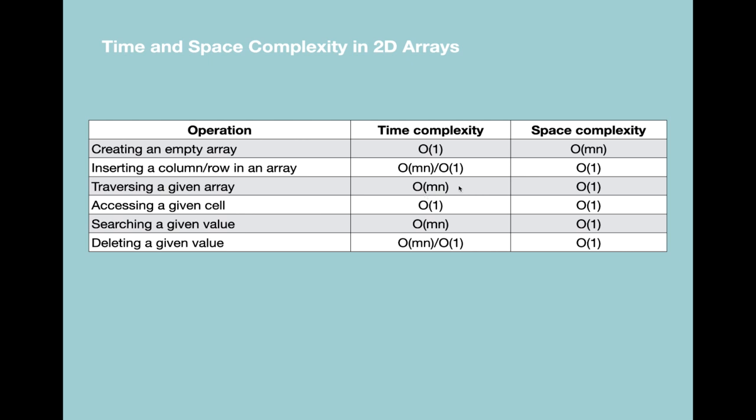In case the number of columns and rows are equal, then the time complexity will be quadratic time complexity. For this operation, we don't need any extra memory. That's why space complexity is constant.